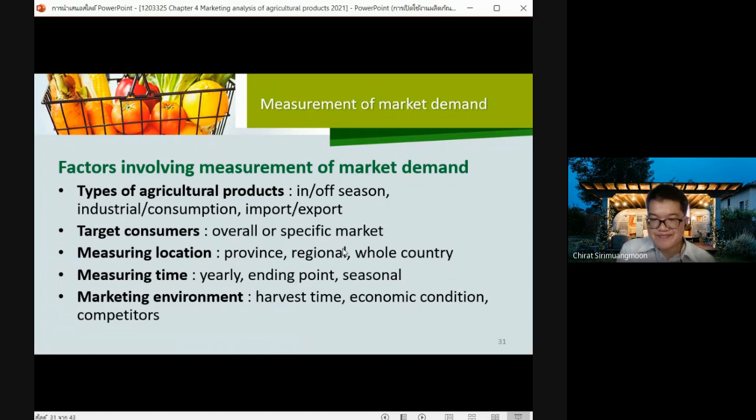Marketing environment. You also need to consider the marketing environment in terms of harvest time, because market demand might affect the harvest time.